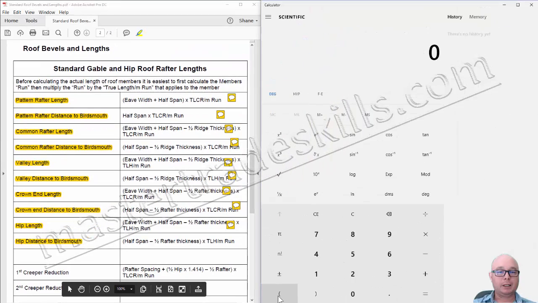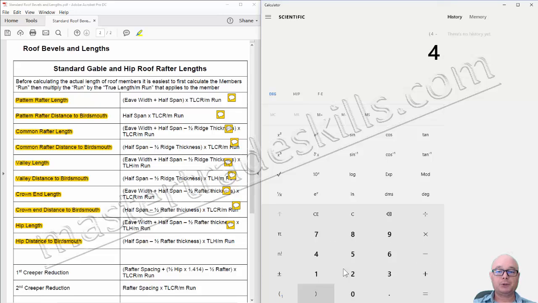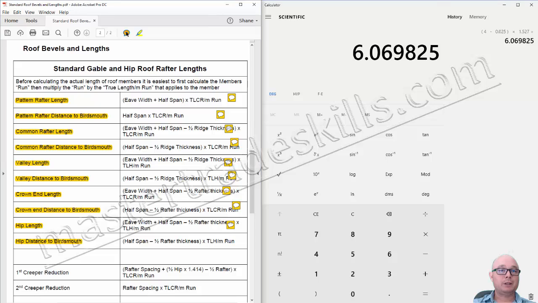So inputting that into the calculator, starting again with the brackets, the half span was 4 metres, minus the half rafter thickness, which was 25 millimetres, input that as metres, which is 0.025, close the brackets, that's our run, and multiply that by our true length of hip per metre run, which is 1.527, equals. So our hip distance to Birdsmouth is 6.070, because as you can see the 8 would round the 9 up, which would bring the 69 up to 70. So I'll just put that answer there with the sticky note. So the hip distance to Birdsmouth is 6.070. There it is there.